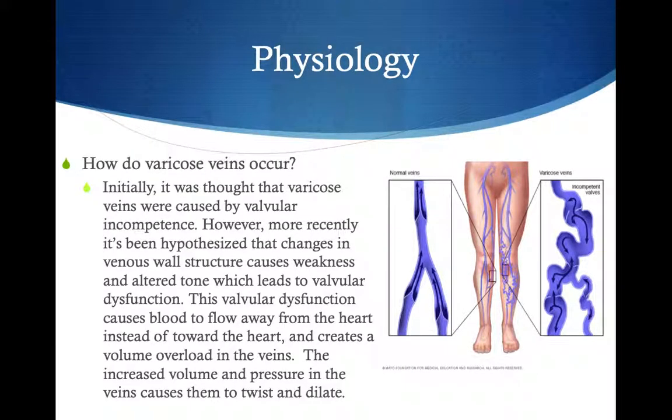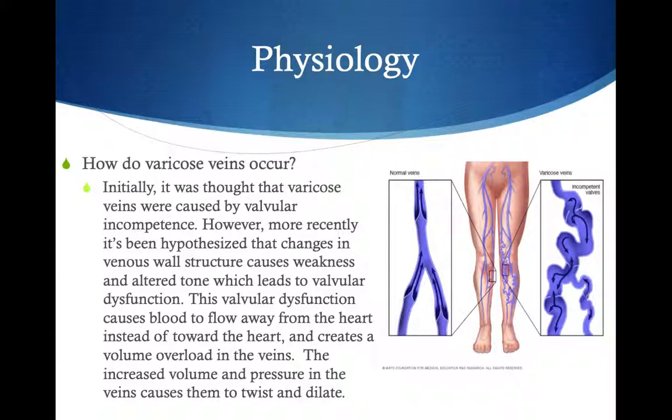So how do varicose veins occur? Initially, it was thought that varicose veins were caused by valvular incompetence. However, more recently, it's been hypothesized that changes in venous wall structure cause weakness and altered tone, which then leads to valvular dysfunction. This valvular dysfunction causes blood to flow away from the heart instead of toward the heart and creates a volume overload in the veins. The increased volume and pressure in the veins causes them to twist and dilate.